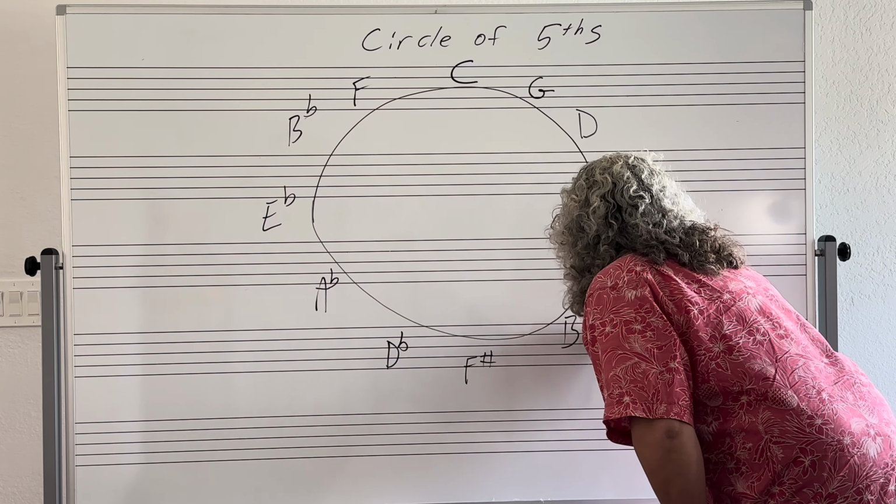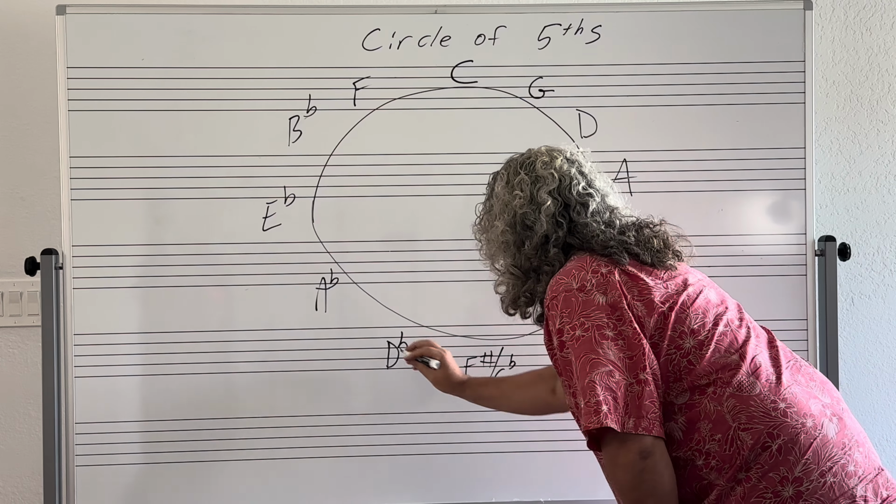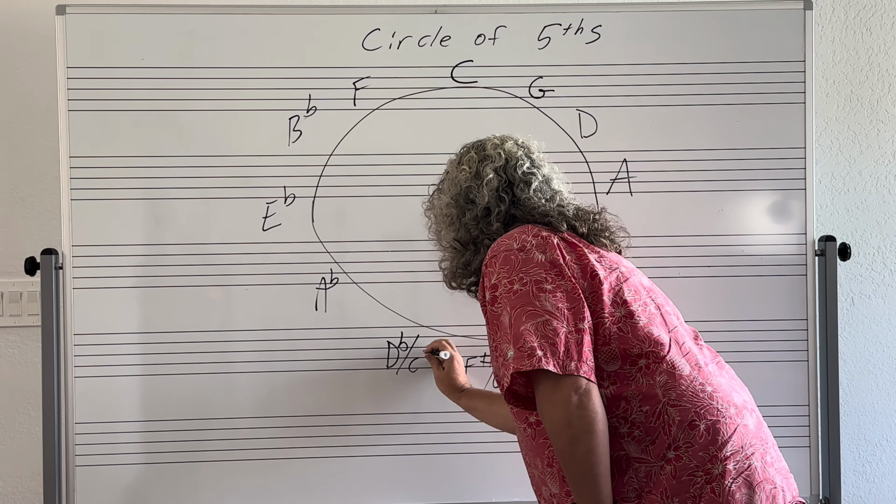Now, there's a few others you should know. B is also the same as C flat. F sharp is the same as G flat. And D flat is the same as C sharp.